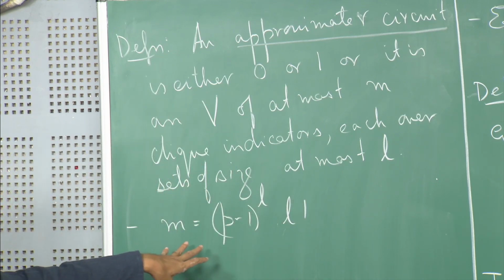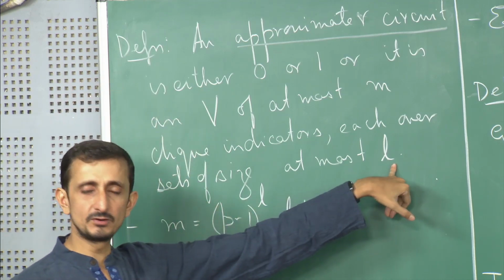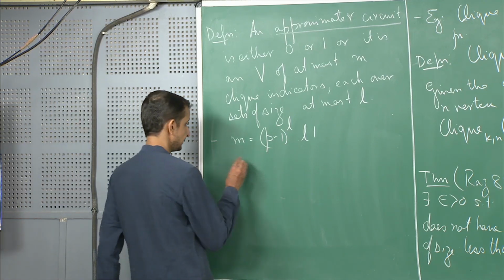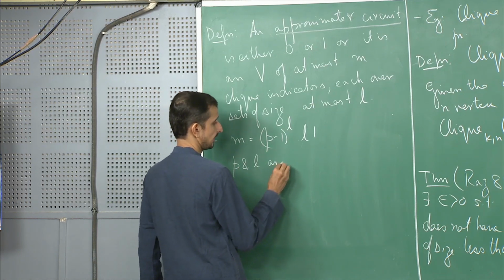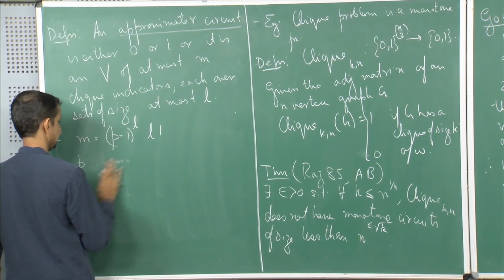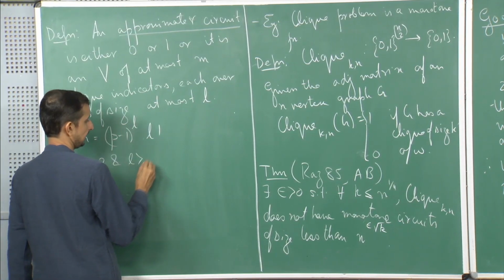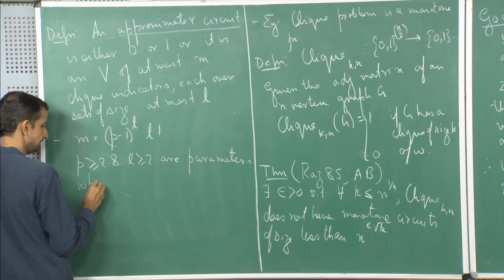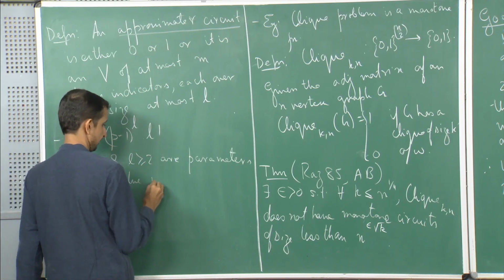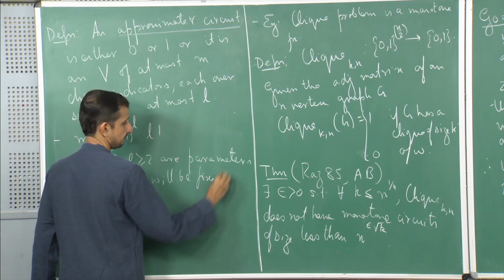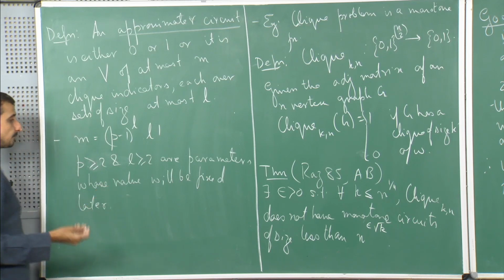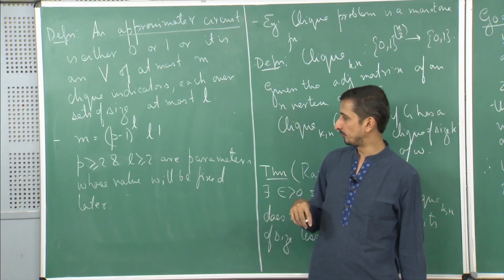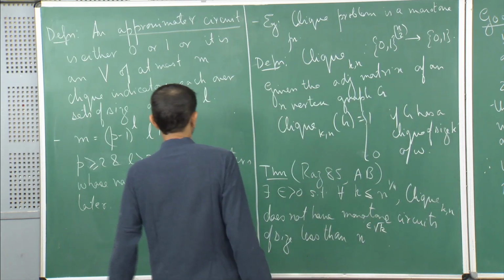Note that here we have two parameters. This definition is using two parameters: one is of course L and the other parameter is p. So, m is defined in terms of p and L. Let me write the bound on them: p greater than 2 and L greater than 2 are parameters whose values will be fixed later. p and L will depend on k and n. Note that we are given k and n as input. Right now we will just take p and L to be some arbitrary parameters; later on we will fix their values.